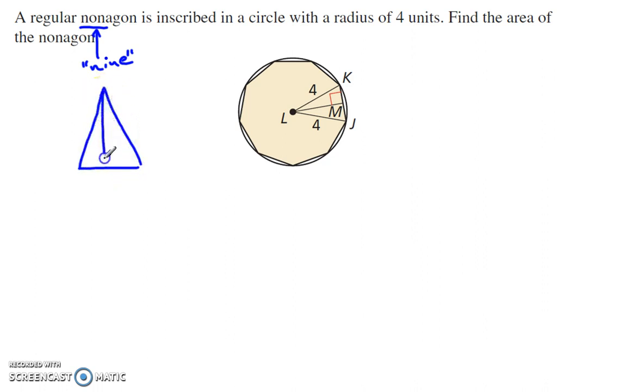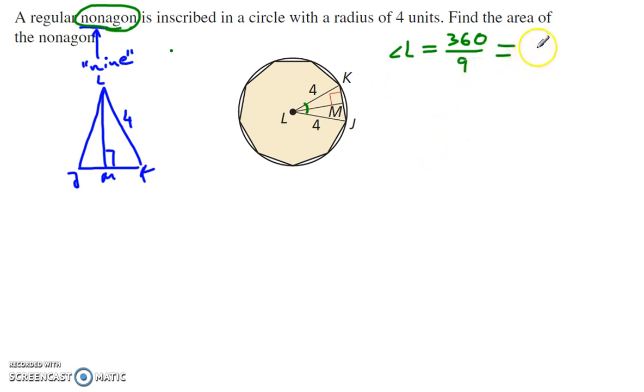So here's our right angle. This is 4. Here's point L. This is point M. This is J, and this is K. First step is we're going to use this information to give us an angle. Since it's a nonagon, we can say the central angle, angle L, is 360 divided by 9. So the central angle is 40 degrees.